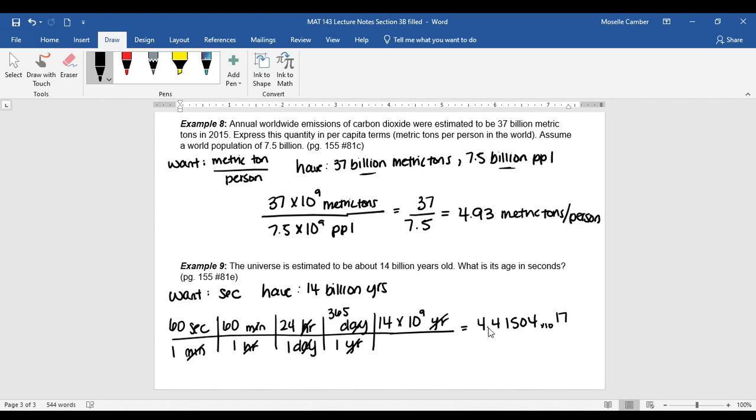Now what this means, if I'm just going to go ahead and round to the nearest tenth, is 4.4 times 10 to the 17th. So it's a whole lot of seconds.